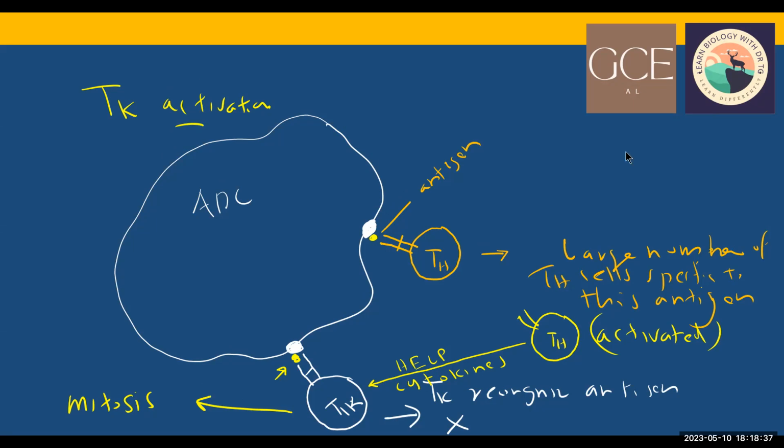Sir, you have a question? Yes, sir. This T helper cell, it will replicate itself, no? Yeah. What is the use of replicating itself? You explained, but I didn't hear it right.